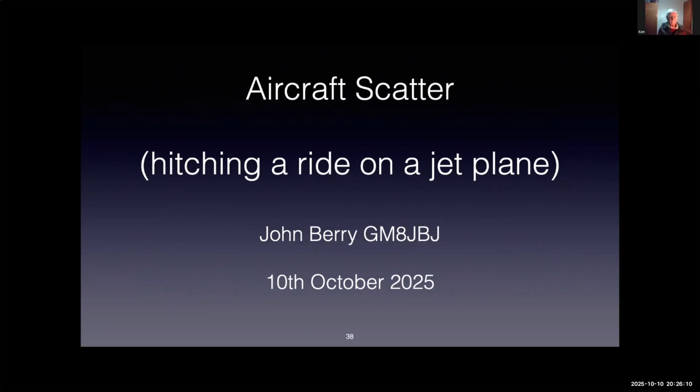And then I ended there just with a sort of little thought of how would you make this work in Sussex? Well, who needs a directional antenna? Just point it up at the sky and paint enough aeroplanes and away you go. So there we are. So that is aircraft scatter. I changed the title here, Hitching a Ride on a Jet Plane. Why not?